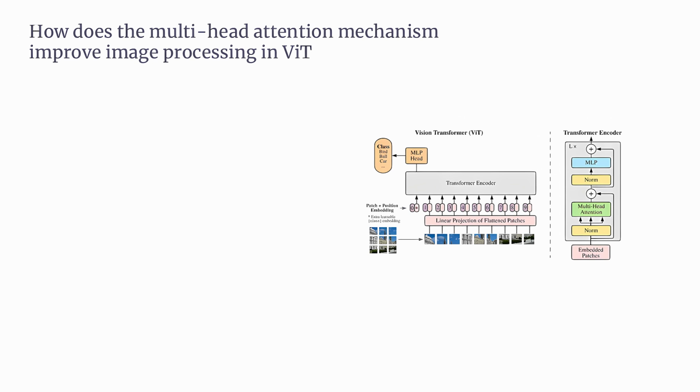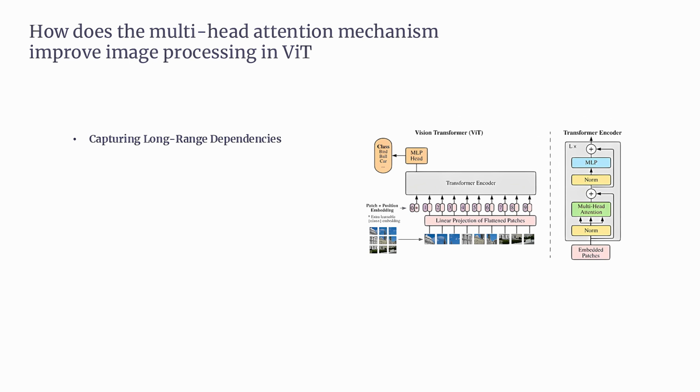Here's how it works. The first, capturing long-range dependencies. In traditional convolutional neural networks, the model processes images by applying filters to small regions, or local patterns, such as edges or textures. This works great for recognizing small-scale features, but it struggles with capturing long-range dependencies, the relationships between distant parts of an image. For example, recognizing that a person's face is related to the person's hand, even though they are far apart.